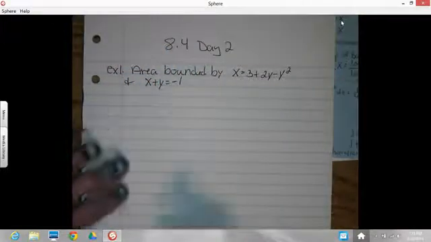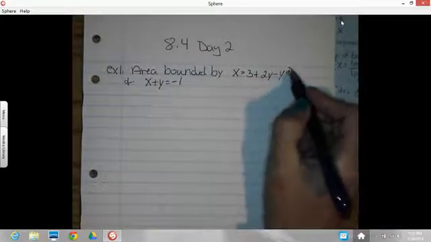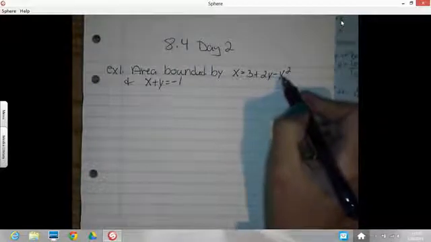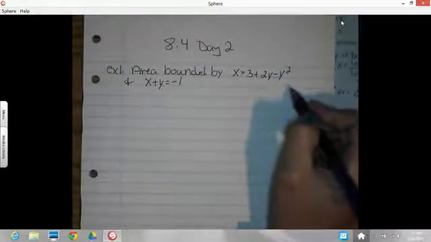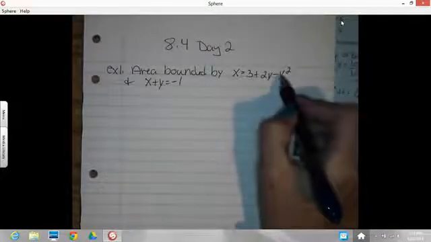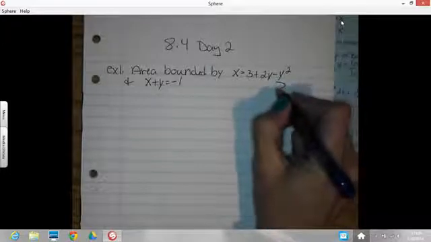When you have the y that's being squared, yes, it's a quadratic, and when the y is squared, it's a sideways parabola. It's either going to open left or right. Or when the x is squared, they open up or down. Well, because this is a negative y squared, I know this is a sideways parabola opening to the left. Negative is left. If it was a positive, it would open right.